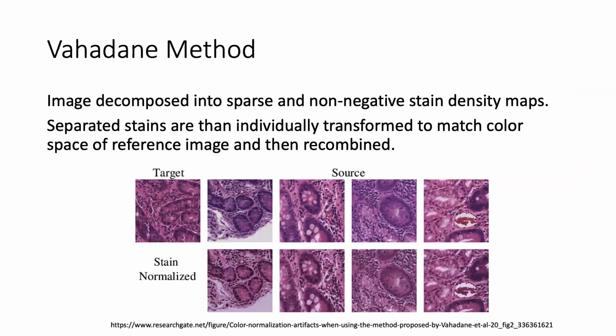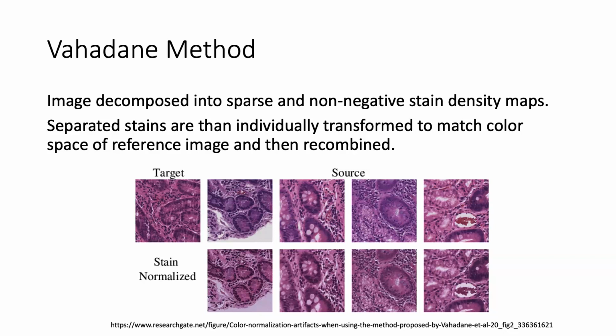Going into the specifics of the color normalization techniques that we're working with, the Vahadane method uses stain decomposition. The images are decomposed into non-negative and sparse stain density maps. This is because stained histopathological images are sparse and non-negative in nature, since some regions either have thinly distributed stains, or some regions have no staining at all.